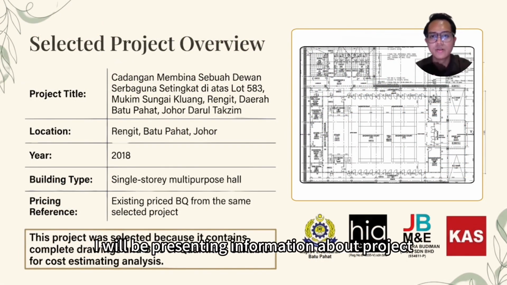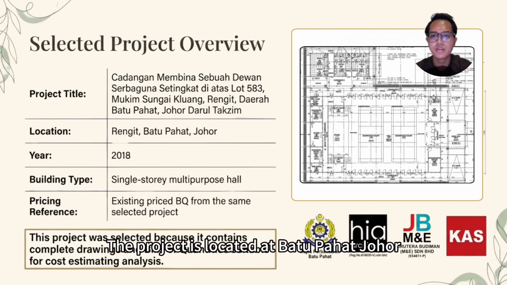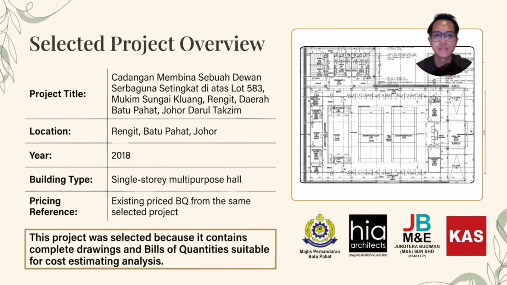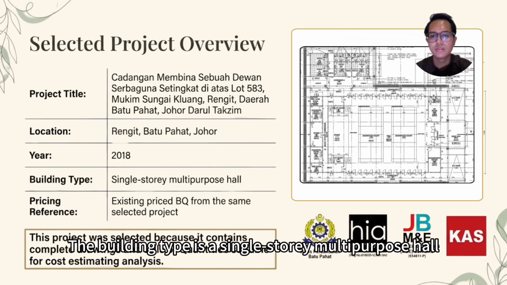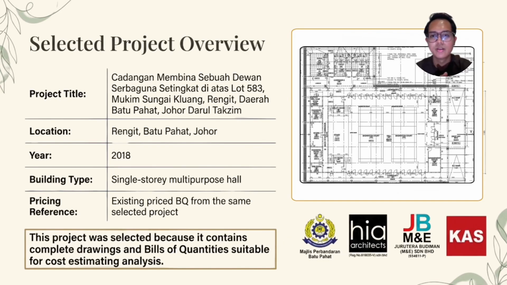For the first one, I will be presenting information about the project we selected for this assignment, which is Cadangan Membina Sebuah Dewan Serbaguna Setingkat. The project is located at Batu Pahat, Johor, and the project year is 2018. The building type is a single-story multi-purpose hall. For this coursework, we used the existing priced BQ from the same selected project as the main pricing reference.